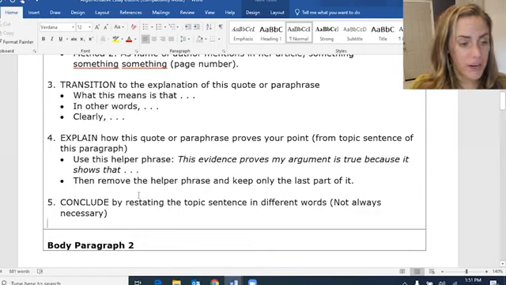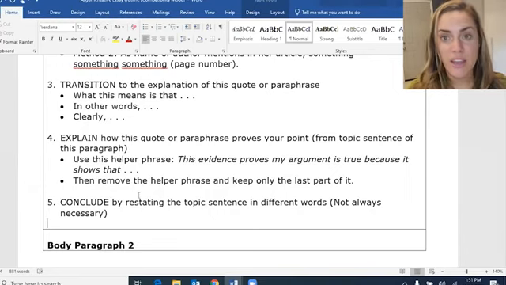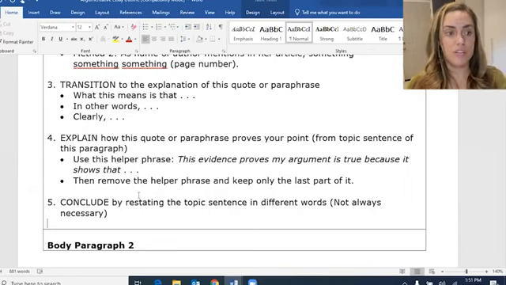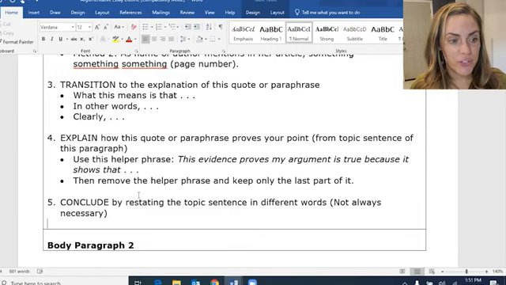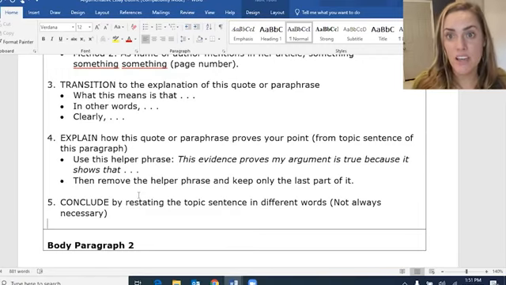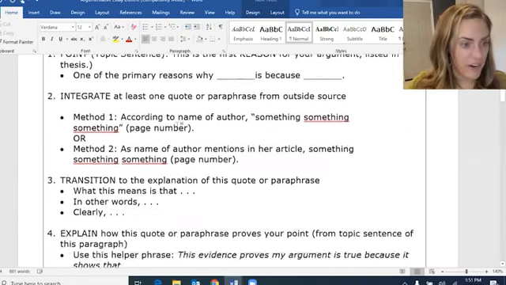Finally, at the end of the body paragraph, you can conclude. That's not always something I see in essays and not something that I always think is necessary. But if you want to, you can definitely restate the topic sentence of that paragraph in different words and conclude in that way. Another thing you can do is, instead of concluding, you could add another quote or a paraphrase and an explanation of it, something that supports what you're saying in your body paragraph. Or you could give your own personal experience and talk about how that supports the topic sentence that you've written at the start of this paragraph.